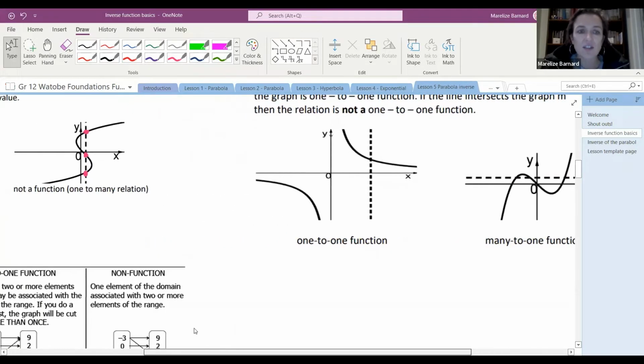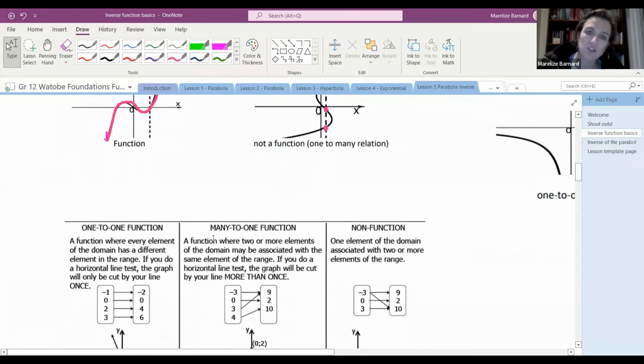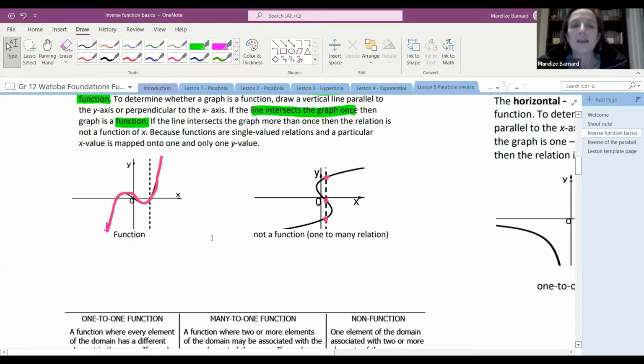Okay, so that's just some basic ideas around what is a function, what's not a function, what is a one-to-one function, a one-to-many relationship. And frankly, it's important, but it's also not that important. You might get one little question on this. They've hardly ever really asked it at the end of the year, but it is good to understand what is a function, what's not a function.